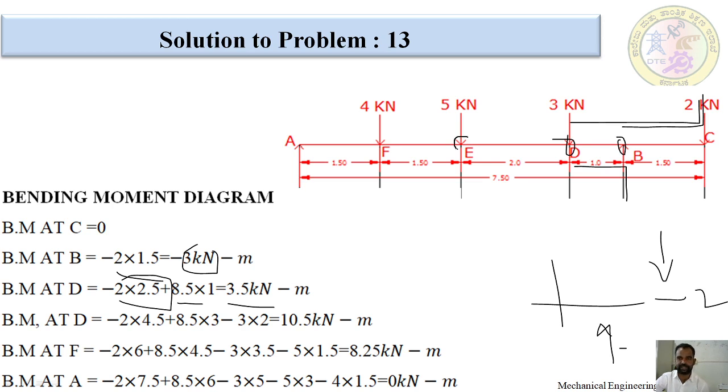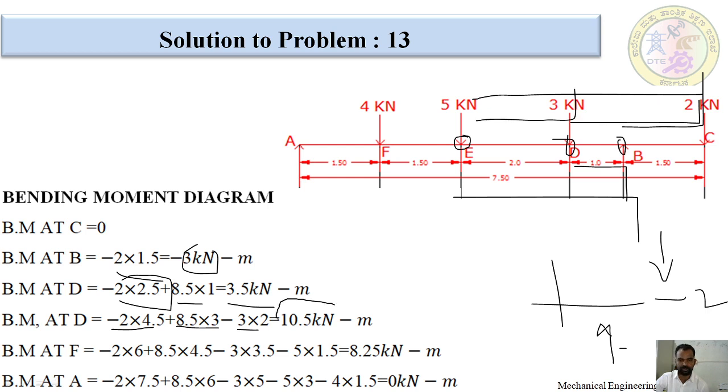After that next is at E point I want to determine. 2 into this distance. Total is 2, 3, 4.5. For that it is negative 2 into 4.5. Next this is the RB value into this distance 3. Completed. This is the negative value into this distance 2. The total value we got with this is 10.5 kilonewton meter.